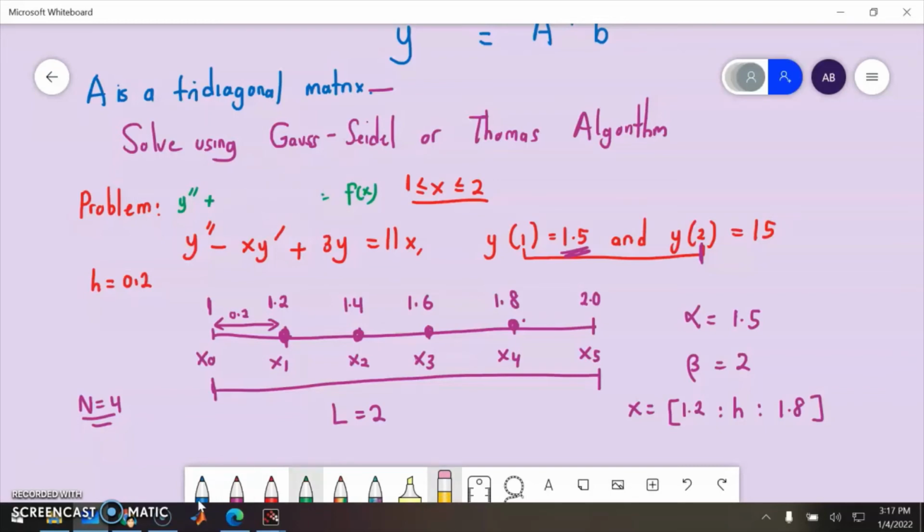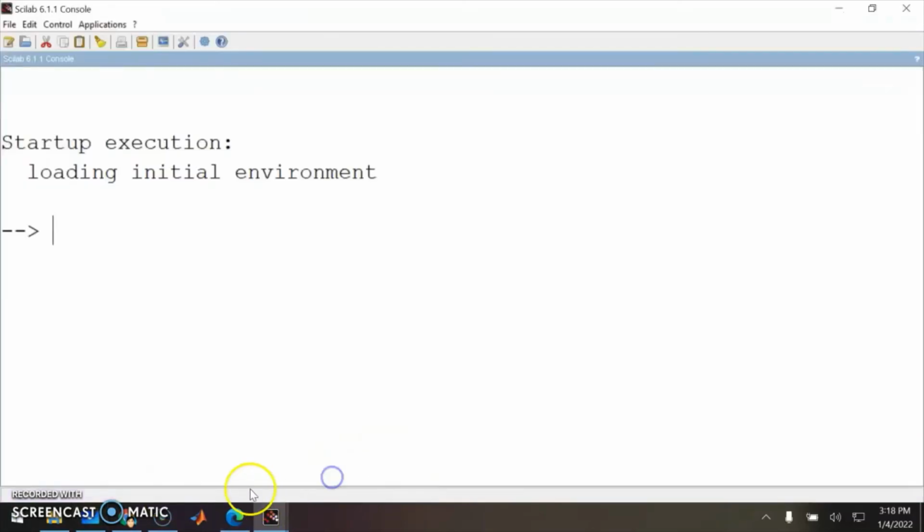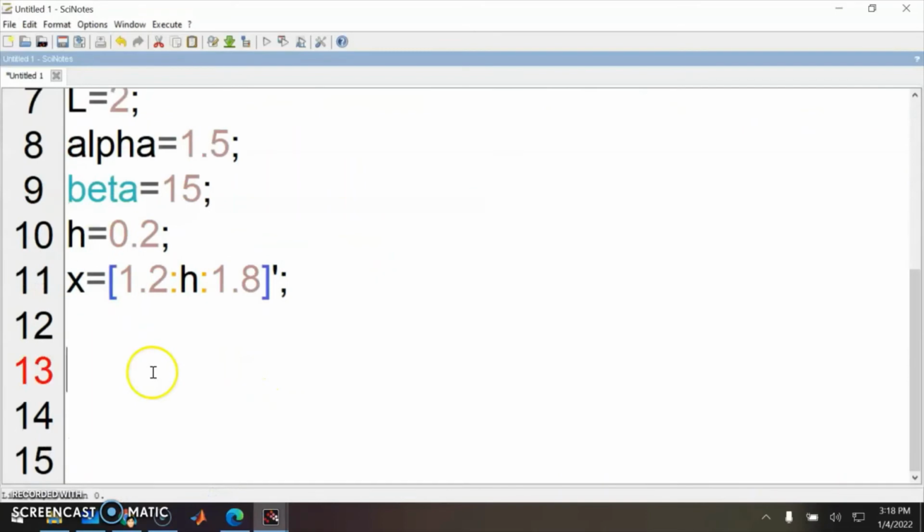So I need to consider plus p(x)y' plus q(x)y equals f(x). My p here is minus x, q here is 3, and the function f is 11x. So let's create all these functions first. You can easily do that in Scilab.